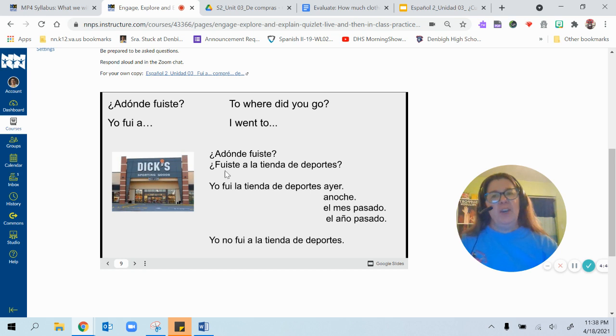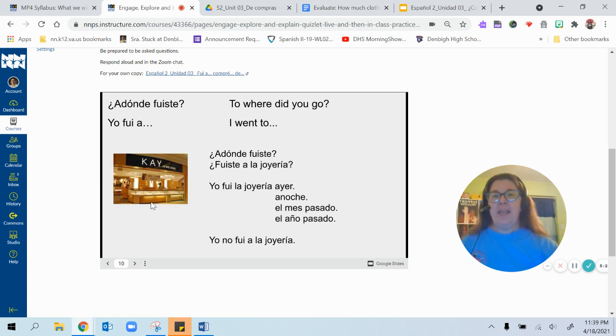¿A dónde fuiste? ¿Fuiste a la tienda de deportes? I should have an a in there again. I'll make sure I add those in the notes. Yo fui a la tienda de deportes. No fui a la tienda de deportes. Pause and try saying it. Fui a la tienda de deportes. No fui a la tienda de deportes. Again, I left out the a. I'm going to have to make sure I put those in the notes. Make sure you have an a here.